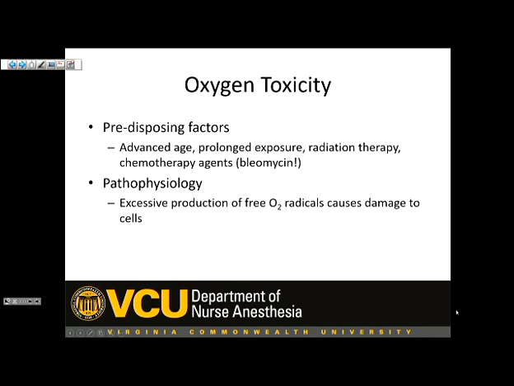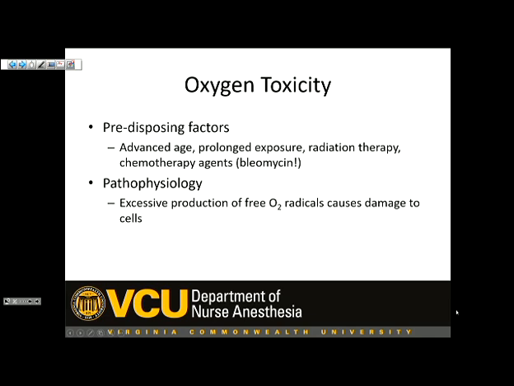There are some sites that really have only oxygen and nitrous. That's it. That's all they have on their machine. So in order to give lower than 100% FiO2, they have to give nitrous, or they give 100% FiO2. So those are sites where you might be seeing that more often. But there are untoward effects of that.